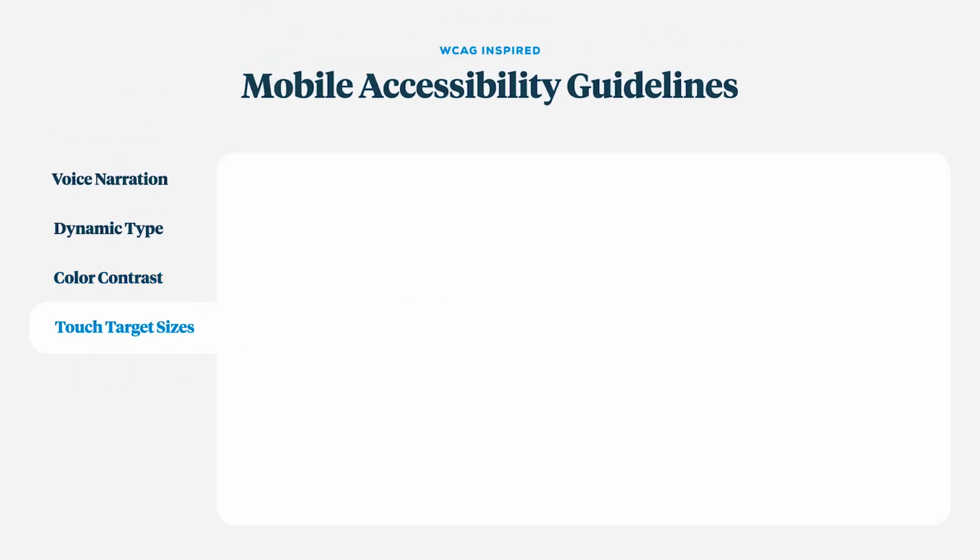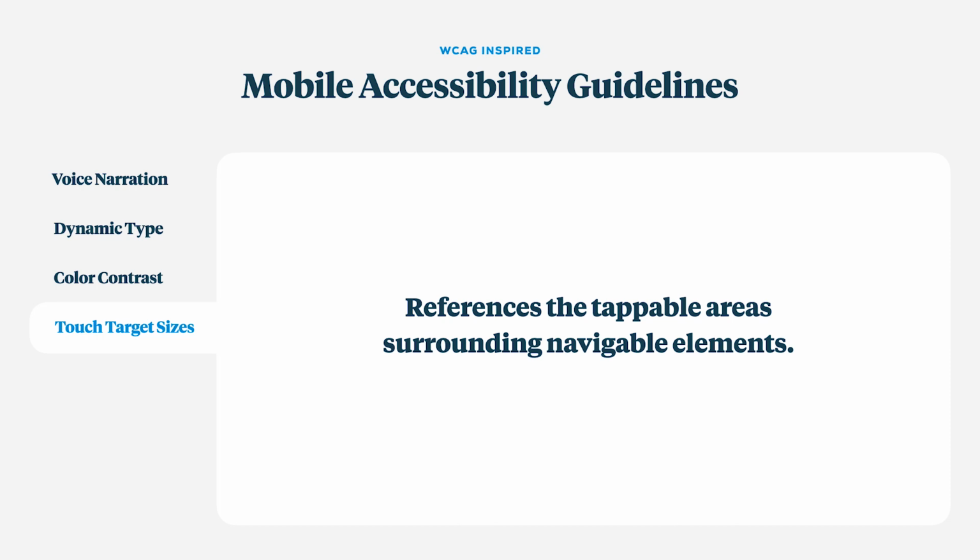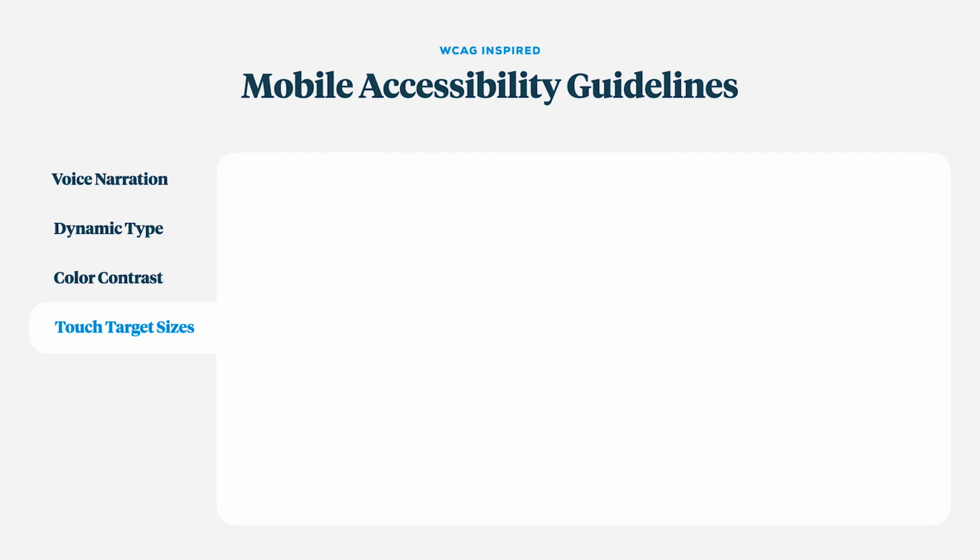And last but not least, we have touch target sizes. This one may seem a bit mundane, but it's actually crucial when designing and developing for mobile applications. Touch target sizes reference the tappable area surrounding any navigable element on the screen. If you've ever encountered a specific button, let's say an info icon for example, and you find it difficult to tap, this is most likely due to an ill-sized touch target.